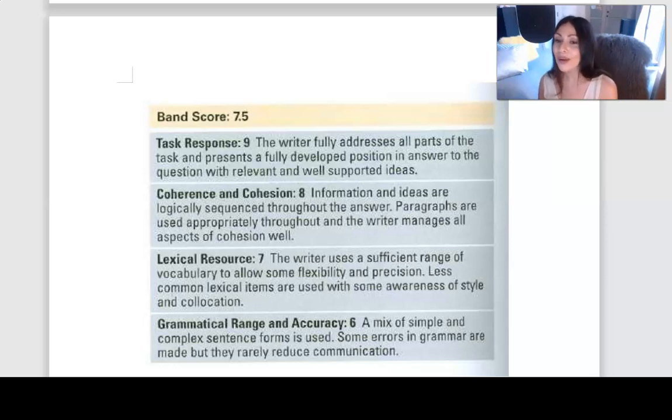Let's see why. Now, according to the task criteria for writing task 2, which includes these 4 points here, this is why this student got what they got. In terms of task response, the student got the highest band score for this. It was a 9. Okay, this candidate really did very well. The writer fully addressed all the parts of the task and presented a fully developed position in answer to the question using relevant and well-supported ideas.